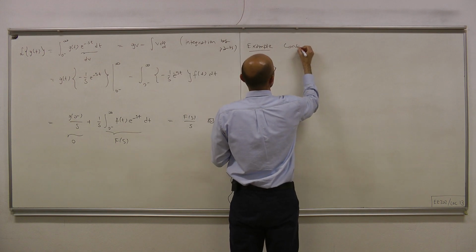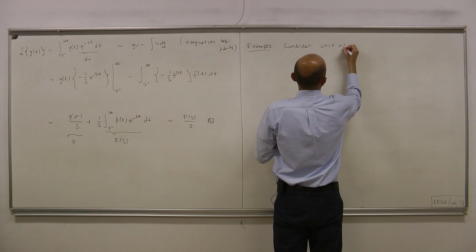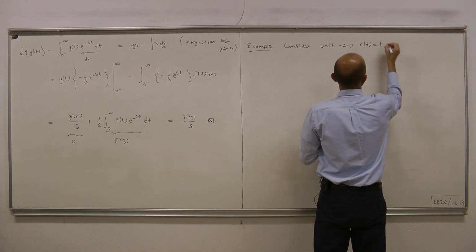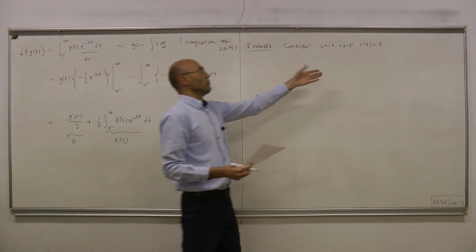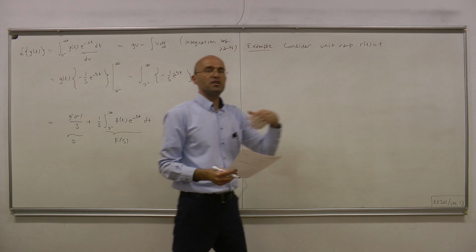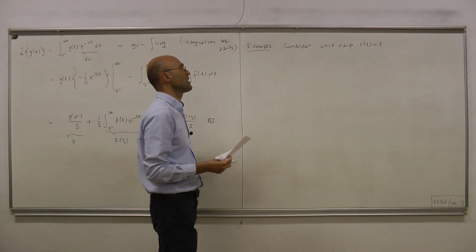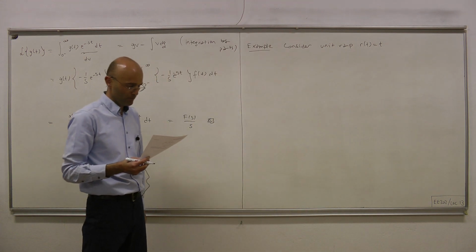Consider the unit ramp. r(t) equals t. Well, to be more formal, we should write r(t) equals t times u(t), but since the Laplace transforms of both of those signals are the same, let's keep the notation simple and consider r(t) equals t.